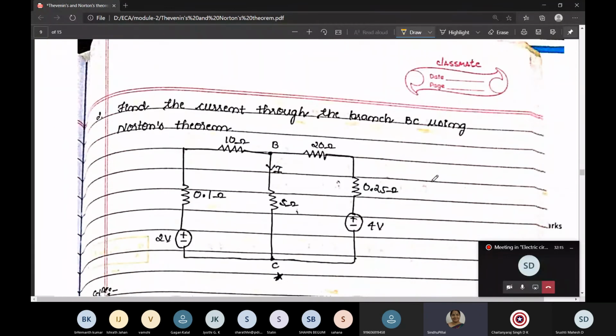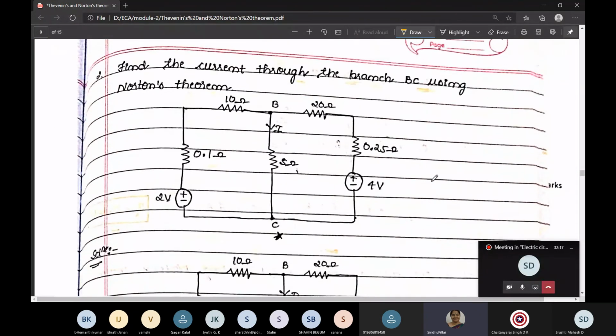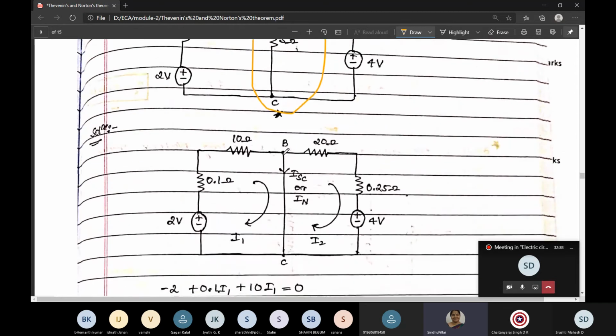Next, we'll see one problem for Norton's theorem. How to do Norton's, I will explain you. Find the current through the branch BC using Norton's theorem. So BC is the load here. So this is the BC. Getting it? So what we have to do in Norton's theorem, the load terminal should be shorted. That is important. In Norton's theorem, the load terminal is shorted. So it is shorted here.